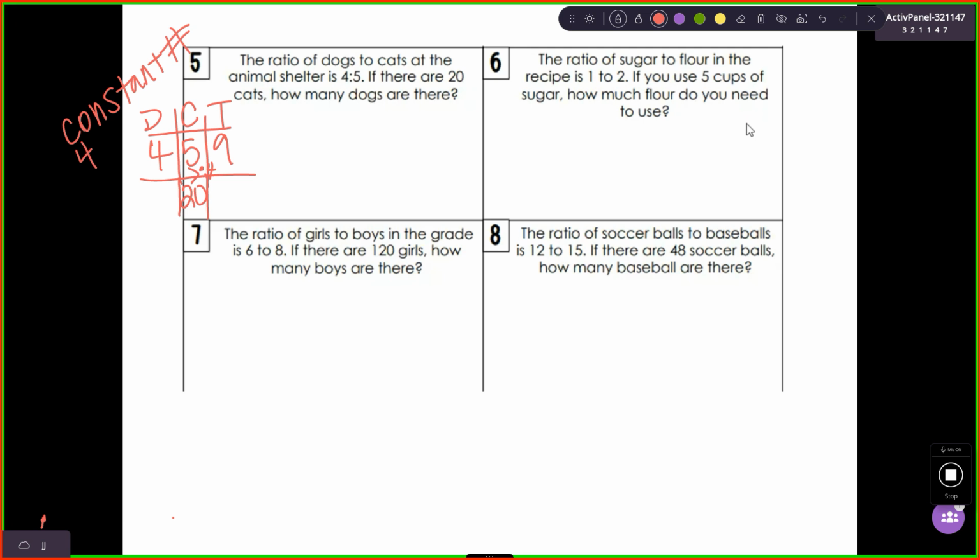What did we do it for? We multiplied. Now I need to do it to every other part of my table. 4 times 4 is 16. 9 times 4 is 36. Now can I answer, how many dogs are there? And what would it be? 16. 16, and we can put dogs.